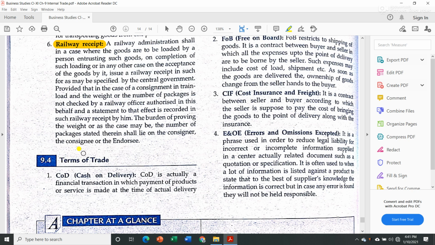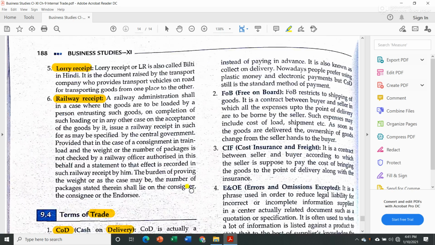Then there are some terms that we usually use in trade day to day. Now let us see. The first one is cash on delivery. Nowadays we purchase most things online, so COD is a very common term used in online shopping. It is when the goods that you have ordered online are delivered to you and you make the cash payment. That is known as cash on delivery, meaning payment of cash at the actual time of delivery of goods.